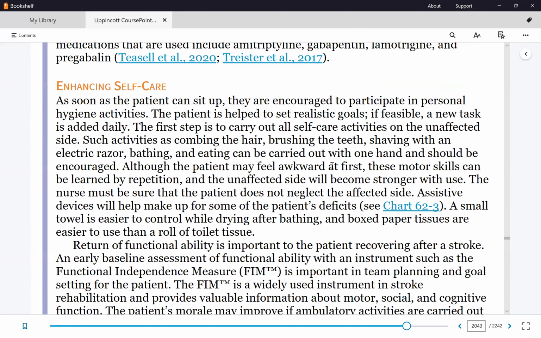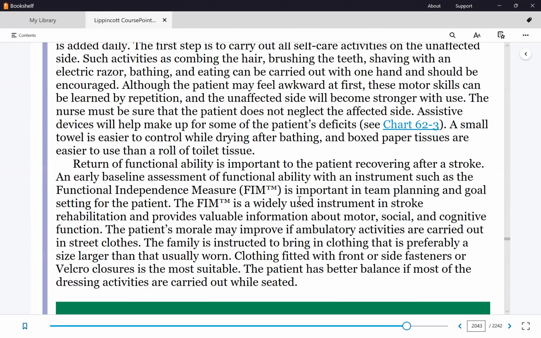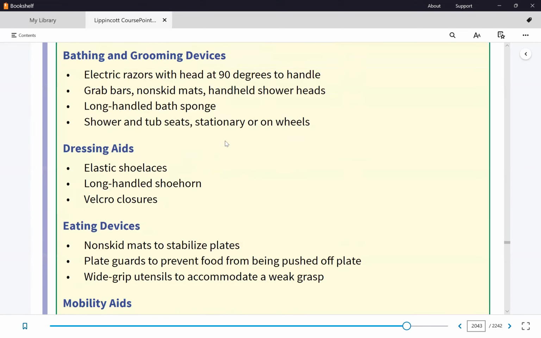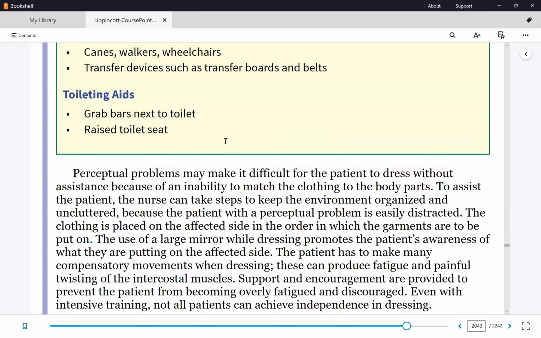Again, enhancing self-care. We have adapted tools, especially if it's just paresis. We do have adapted spoons, cups. They're quite expensive, but they help the patient become independent. So here are some devices used. I'm not testing these.